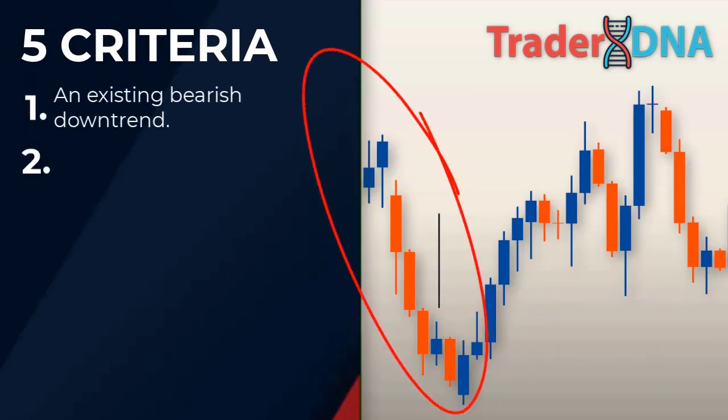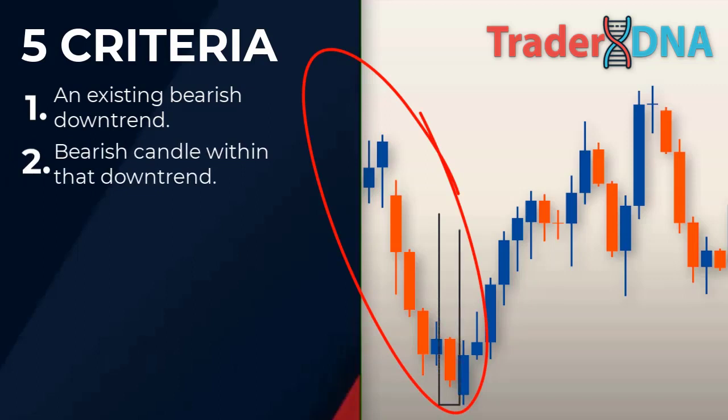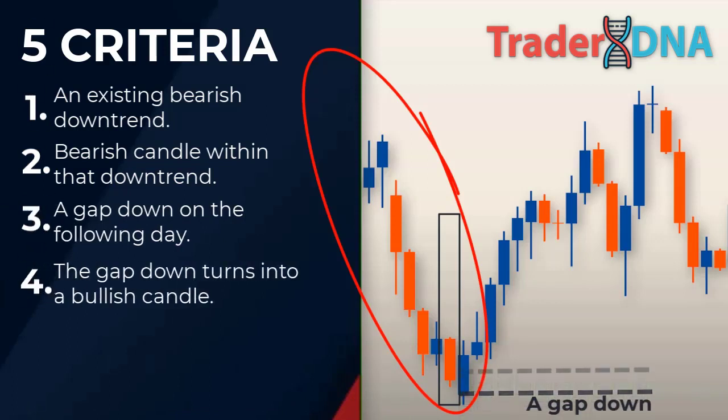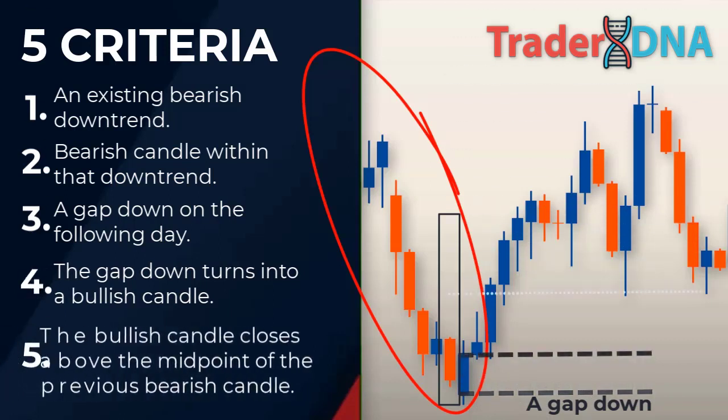Second, a down or bearish candle within that downtrend. Third, a gap down on the following day. Fourth, the gap down turns into a bullish candle. Fifth, the bullish candle closes above the midpoint of the previous bearish candle.